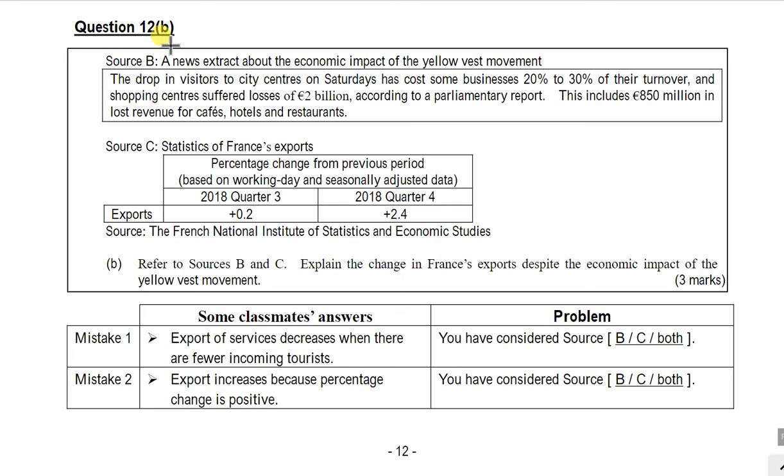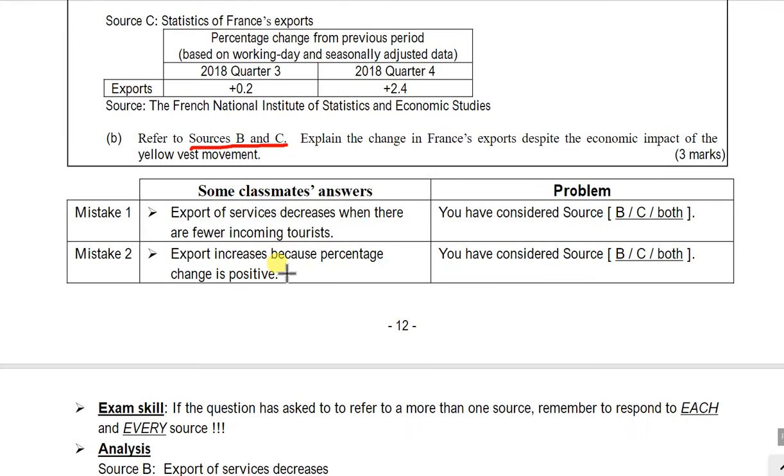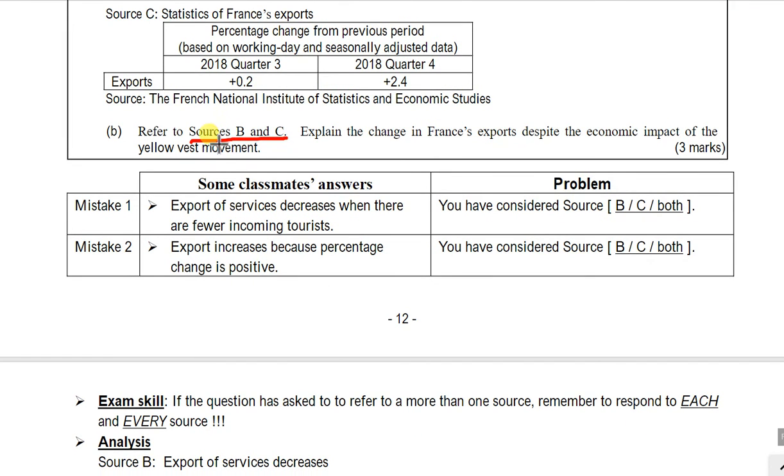Question 12, part B. You need to talk about the change in France's exports based on Sources B and C. Notice that you need to refer to both Source B and Source C, right? And this is an examination skill that you must remember in your DSE. When the question asks you to refer to two sources, you must respond to each of these two sources.